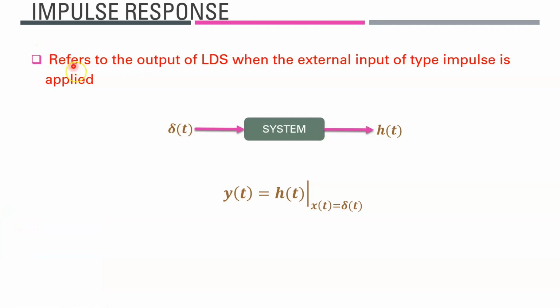Okay. So impulse response refers to the output of the linear differential system when the external input of type impulse is applied. So if you have your block diagram like this, where you have your box here, which is your system, the output here is an impulse response, if you have an input of a unit impulse over here. So the mathematical representation is given here.